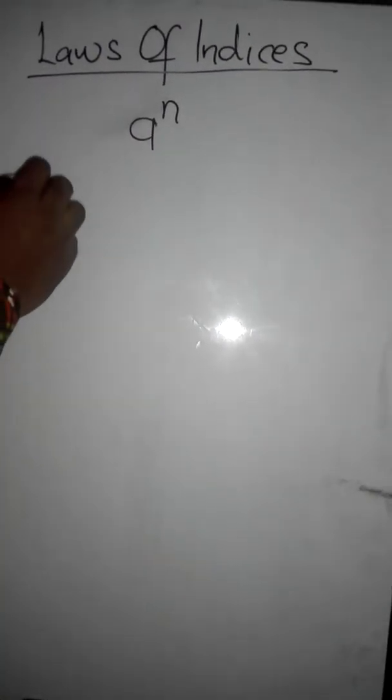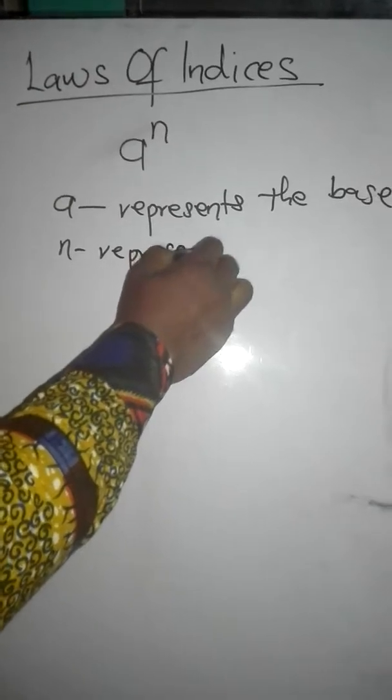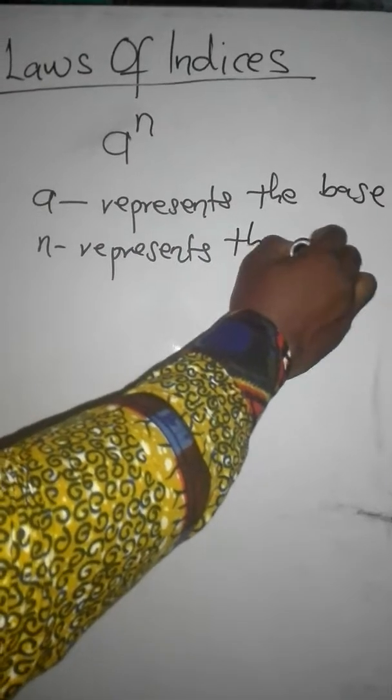I'm using this video to explain the law of indices. A to the power n. A represents the base. N represents the power.